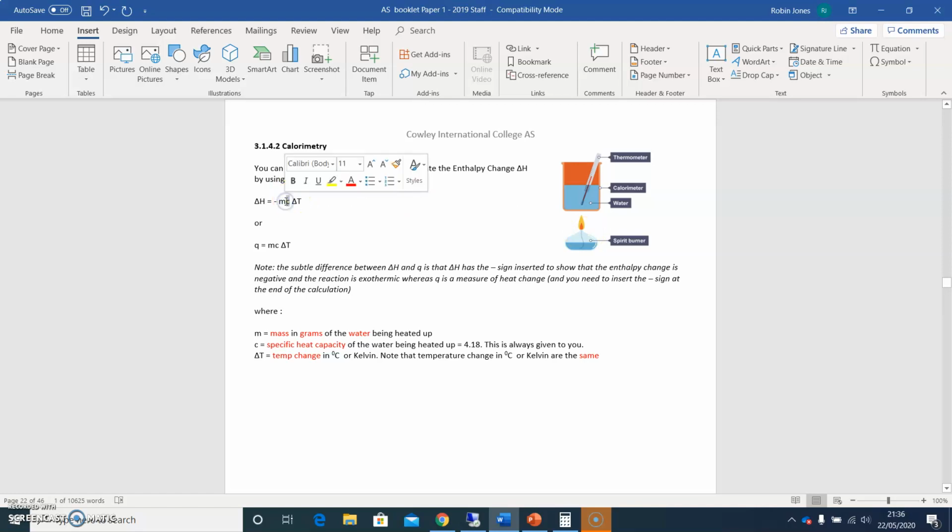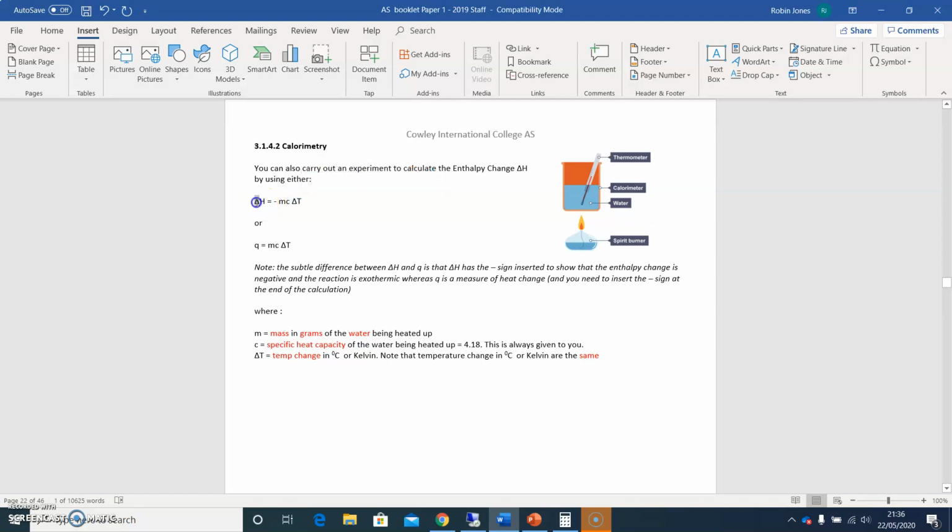C. C is just a number. It's a number 4.18. It's a measure of how easy or difficult something is to heat up. So water has got a number 4.18. It tells us how easy water is to heat up. We need that number in there. It's actually called the specific heat capacity. It's a measure of how easy or difficult the water in the beaker is to heat up. And it's always given to you. You never have to remember 4.18. It will just say the specific heat capacity is 4.18 or C is 4.18. So it's just a number. Don't worry about it.